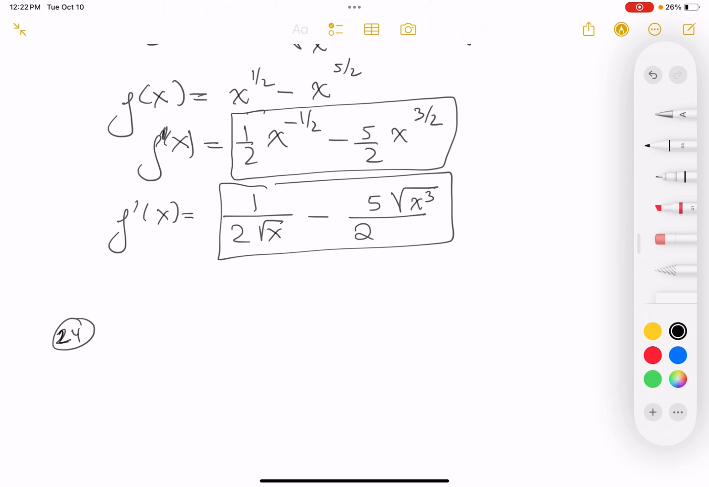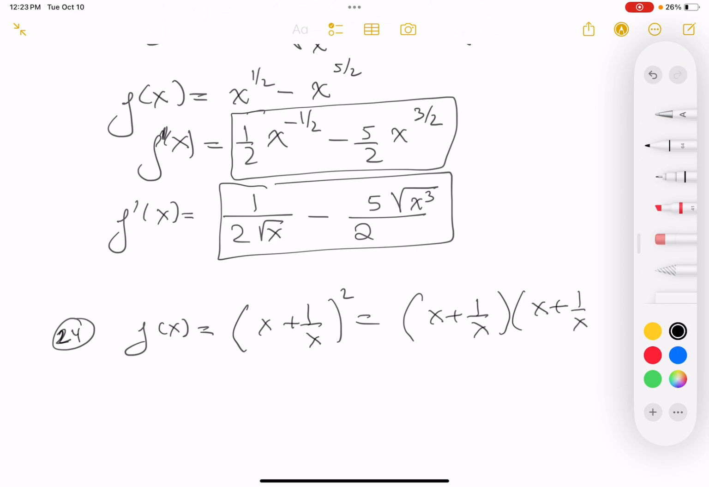Just give me one moment. It's going to be f of x equals x plus 1 over x squared. I would recommend multiplying it out. It really doesn't look that bad to multiply it out. I'm going to write it down for you, though. What would that give you? x squared plus 1 plus 1 plus 1 over x squared.